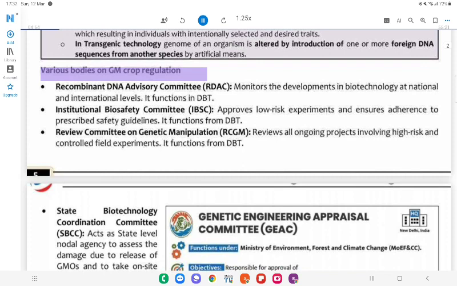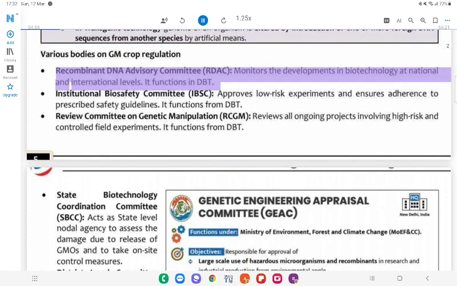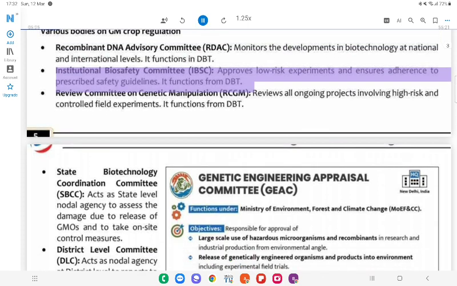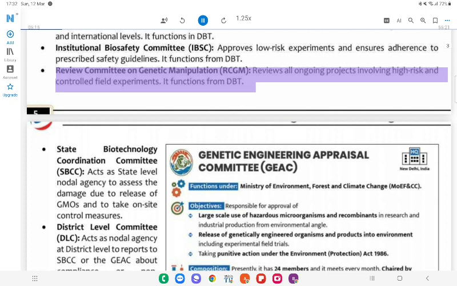Various bodies on GM crop regulation. Recombinant DNA Advisory Committee, RDAC, monitors the developments in biotechnology at national and international levels. It functions in DBT. Institutional Biosafety Committee, IBSC, approves low-risk experiments and ensures adherence to prescribed safety guidelines. It functions from DBT. Review Committee on Genetic Manipulation, RCGM, reviews all ongoing projects involving high-risk and controlled field experiments. It functions from DBT.